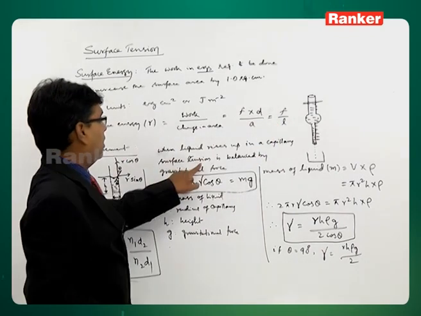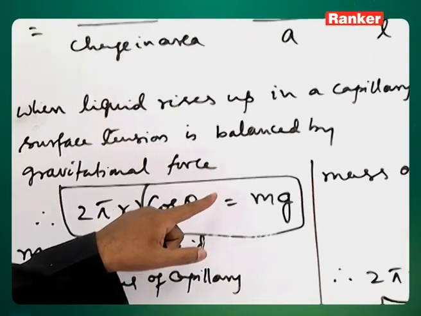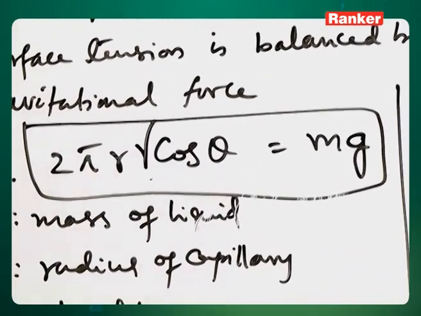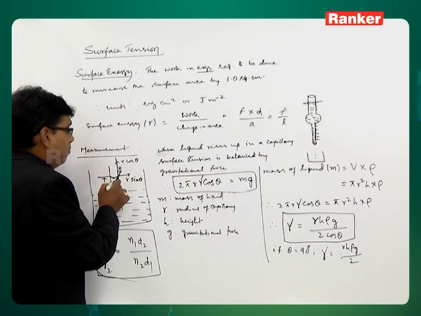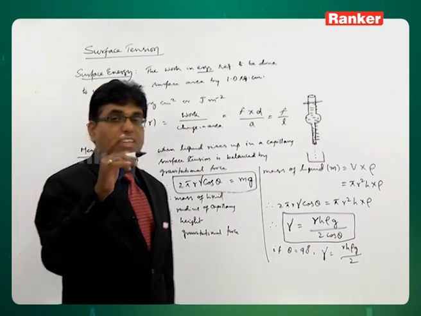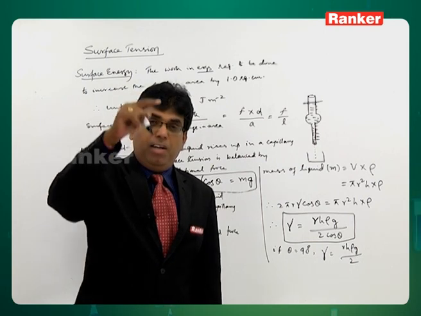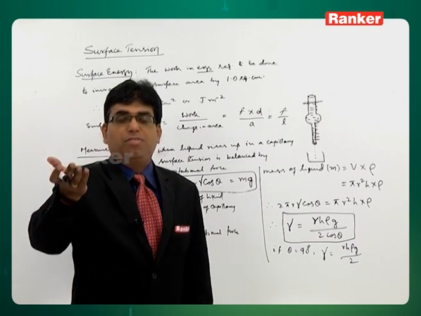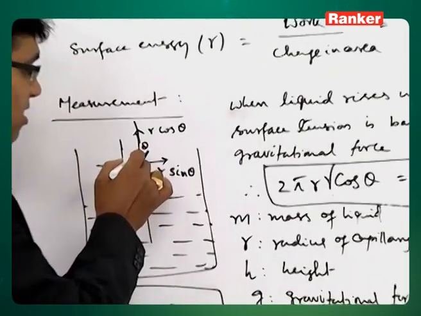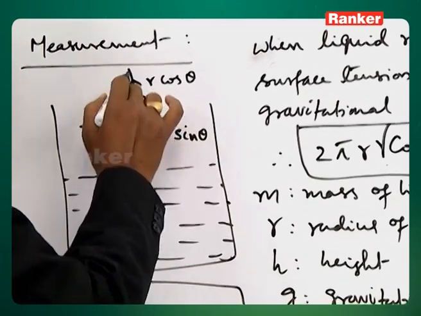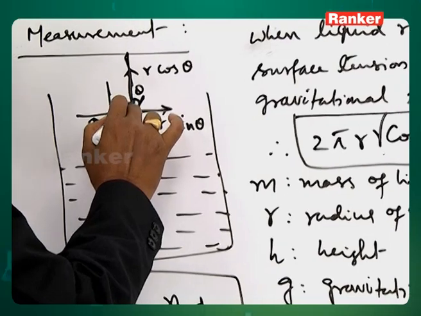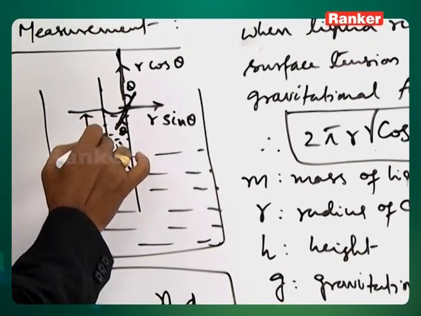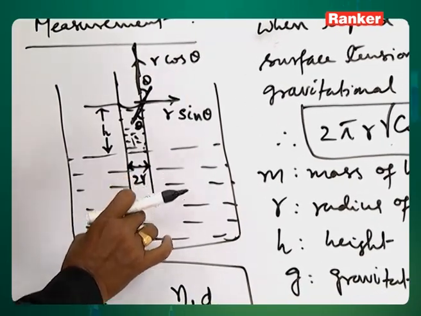When liquid rises up in a capillary, surface tension is balanced by gravitational force. This is what we already told. So the force is 2 pi r gamma cos theta, where theta is the angle at which the force is acting. Normally surface tension, we have defined as a force acting perpendicular to the tangential imaginary line drawn on the surface. But in general, if you say it is theta, then this is r sin theta, this is r cos theta. From this, h is the height to which the liquid is raised when the capillary is inverted over the reservoir.